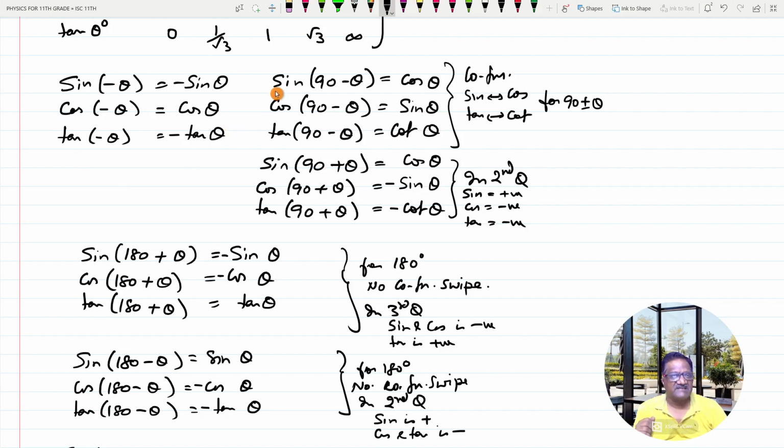Okay. Next is sine of 90 minus theta is what? Cos of 90 minus theta is what? Tan of 90 minus theta is what? So these are the things I have written here.